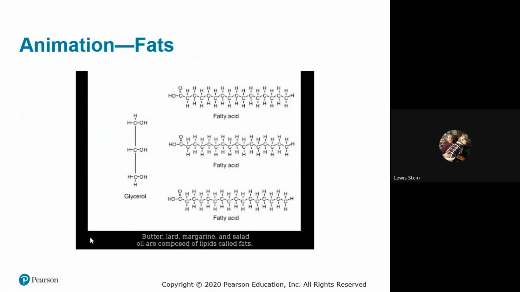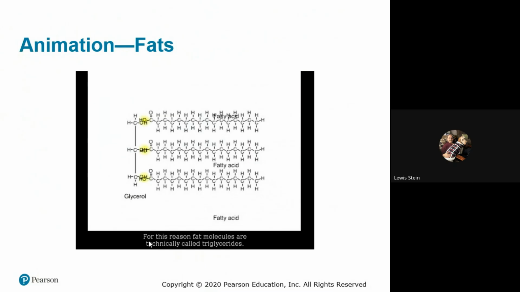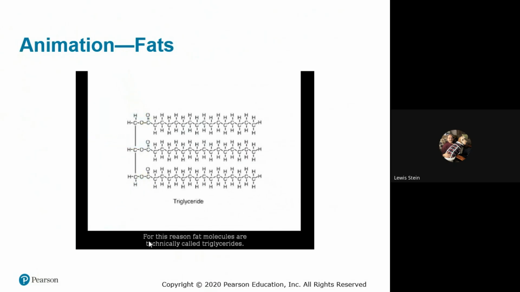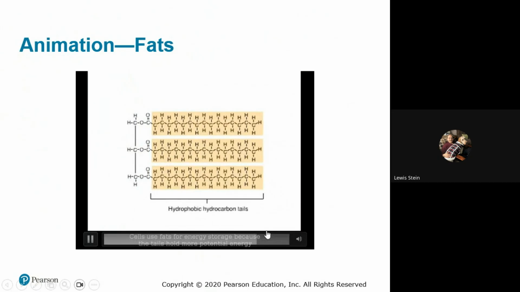Butter, lard, margarine, and celery are composed of lipids called fats. To make a fat molecule, 3 fatty acids bind to a molecule of glycerol. For this reason, fat molecules are technically called triglycerides. Fat molecules do not mix with water because they have 3 long hydrocarbon tails. Cells use fats for energy storage because the tails hold more potential energy than other biological molecules.